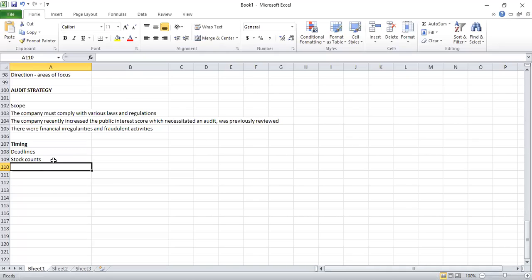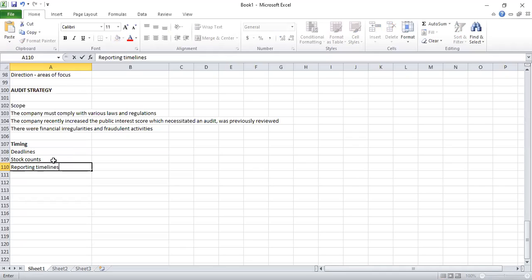You can also consider the reporting timeline. When are you supposed to report to top management? When are you supposed to do your reviews? All those things. So when we're talking about timing, when are you going to do the procedures? For example, if you're going to do surprise cash counts, when are you going to do them?